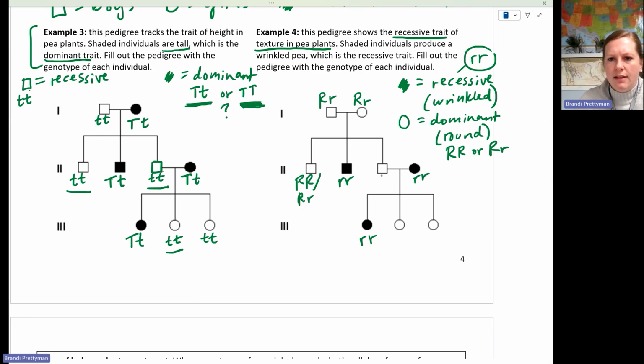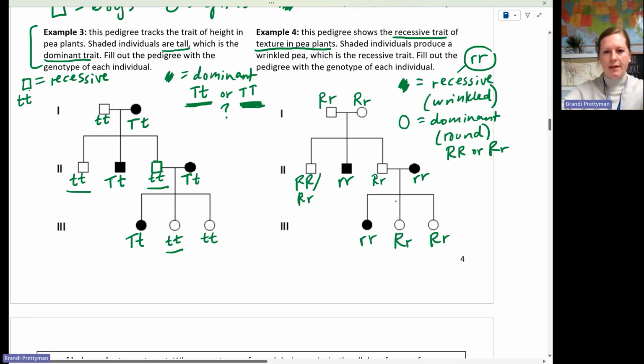Okay, let's look at this guy. This guy has to be heterozygous. Whoa, hang on. This guy has to be heterozygous because he had a homozygous recessive offspring. He had to give the lowercase allele to that kid. And these ones down here, these girls have to be heterozygous as well because that's the only option they could get from their mom, because their mom was homozygous recessive. Okay. And that's how you do pedigrees.